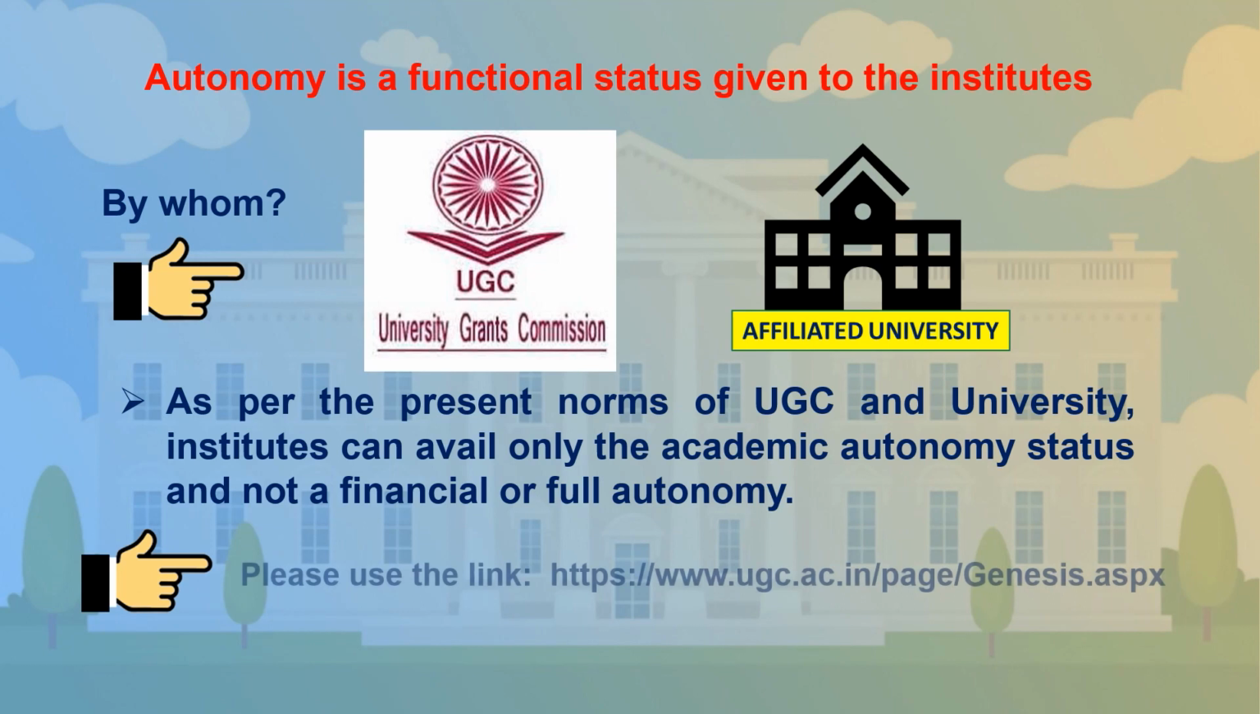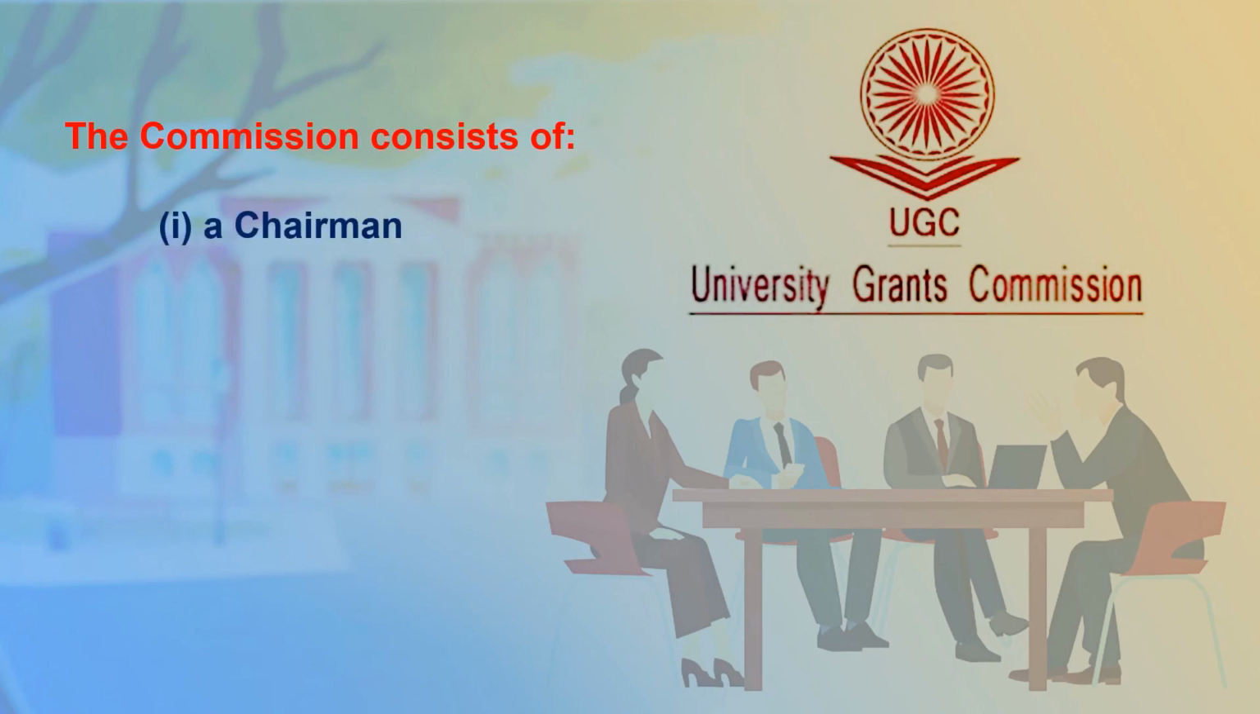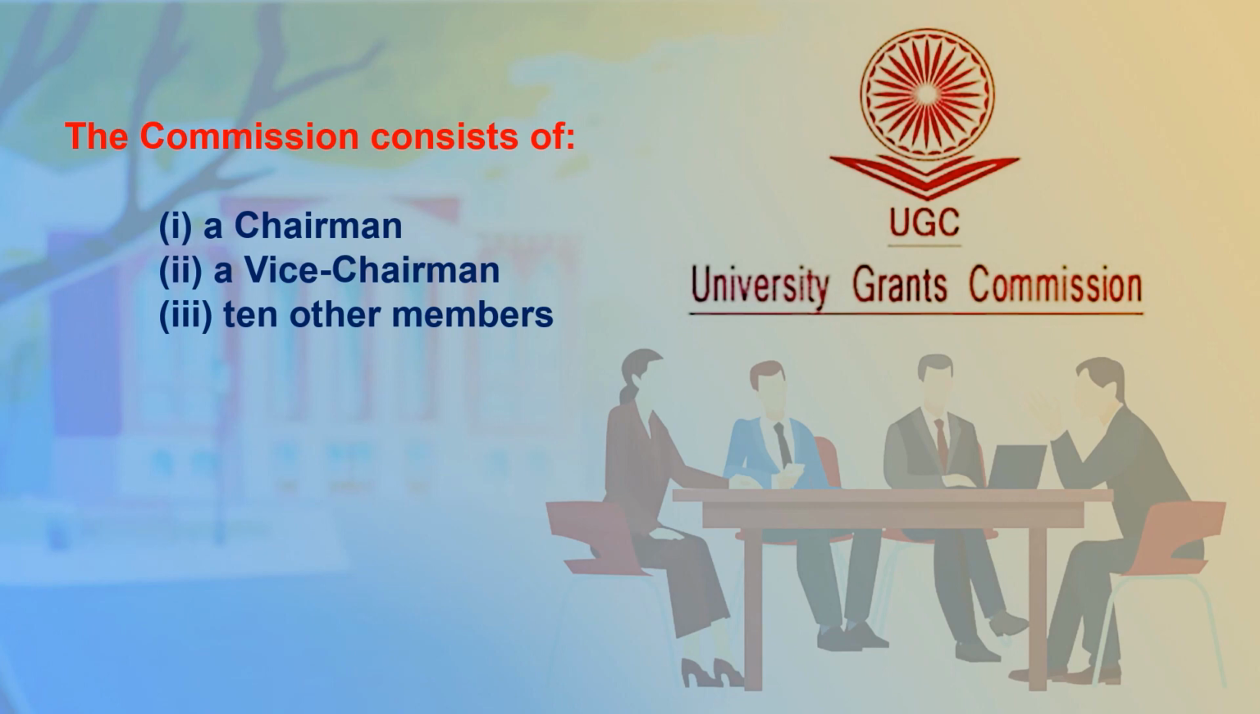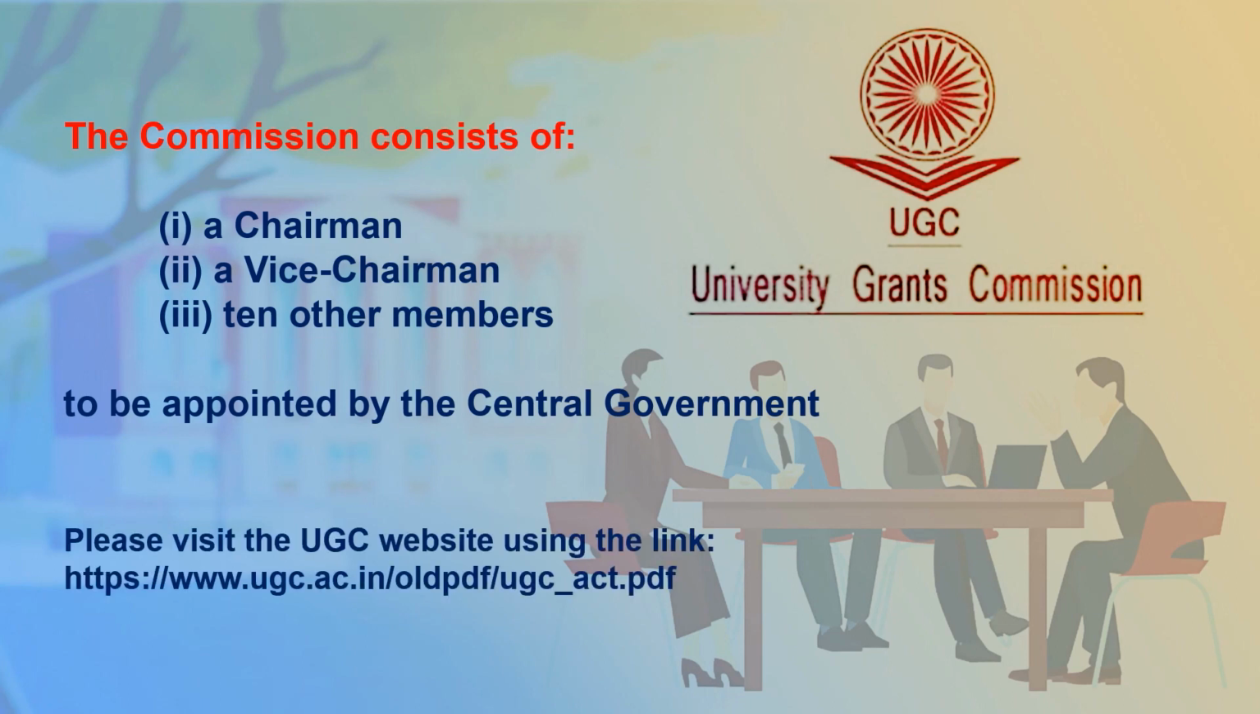To know more about genesis of UGC, please see the link. The commission consists of a chairman, a vice chairman and 10 other members to be appointed by the central government. For details, please visit the UGC website. Use the link.